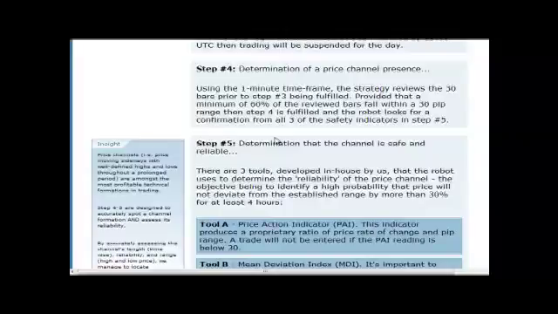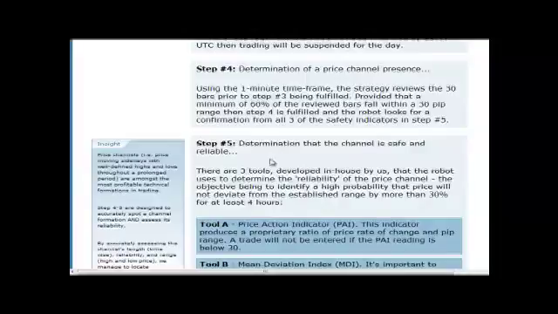And then obviously, if there is a confirmation of step number 4, we move to the safety indicators in step number 5. And let's go ahead and review this. For step number 5, we're going to determine that the channel is safe and reliable.